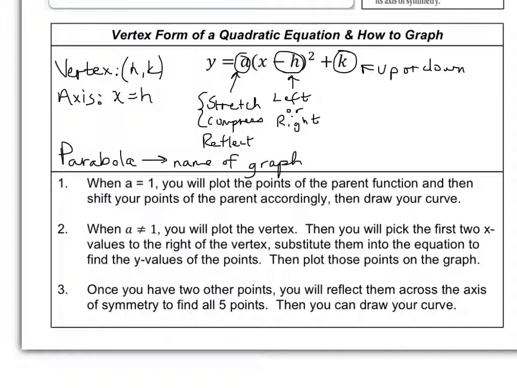Don't forget about part 2. I go through the examples of how to actually graph it.